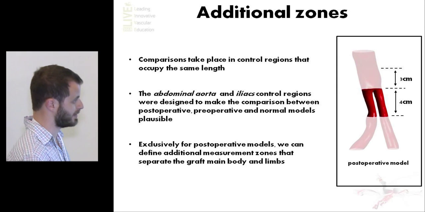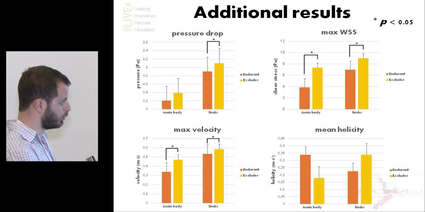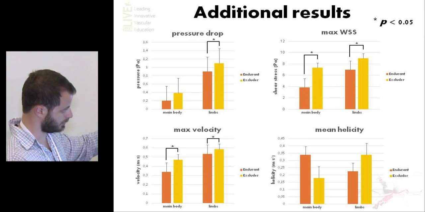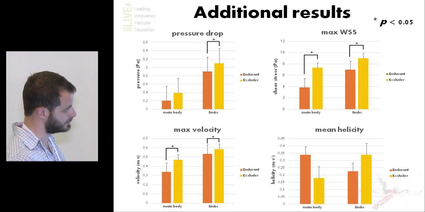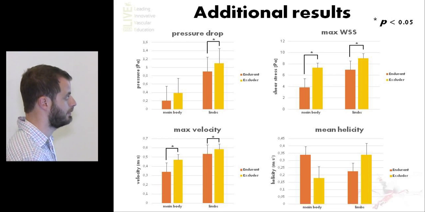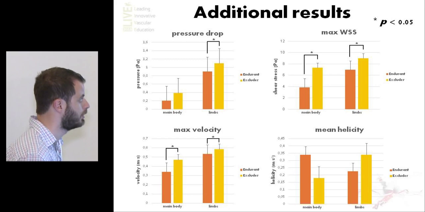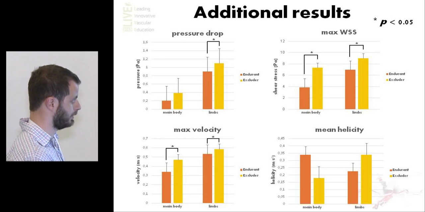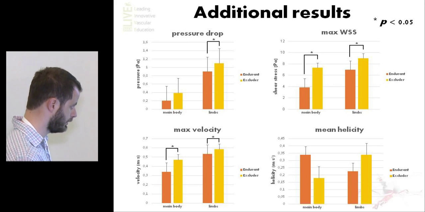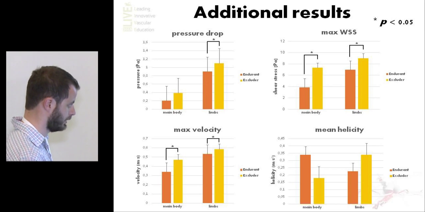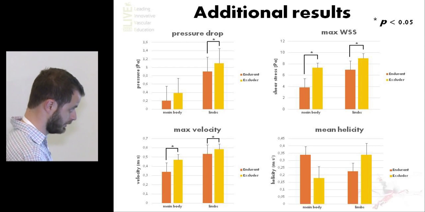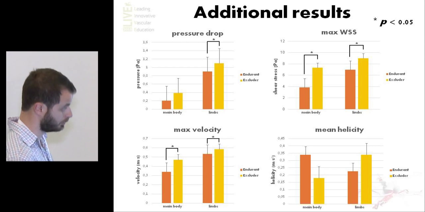So in these zones, as I said earlier, when we make comparisons, we want equal control regions. But off the record, the results with these control regions keep the same tendency as the previous results. Specifically, again, pressure drop is higher both in the main body and the limbs for Excluder. We have lower maximal shear stress in the main body and limbs for Endurance. We have greater velocity for Excluder in both control regions. But now we have greater mean helicity for Endurance in the main body control region, and for Excluder in the limbs control region.